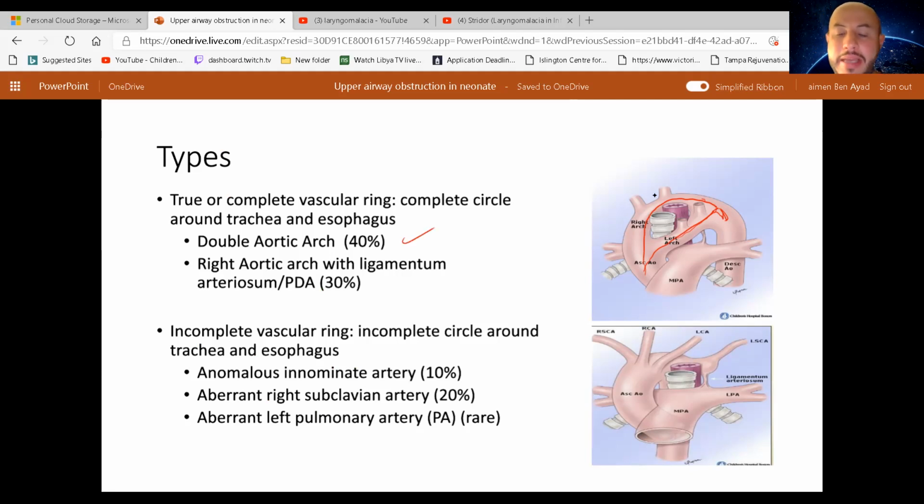The second type is where the left side disappears and the right side remains, called the right-sided aortic arch, but there is a ligamentum arteriosus. That makes strictures, or encircles the trachea and esophagus, and that can cause compression symptoms, and that's when you have stridor. You got it? Okay, very good.